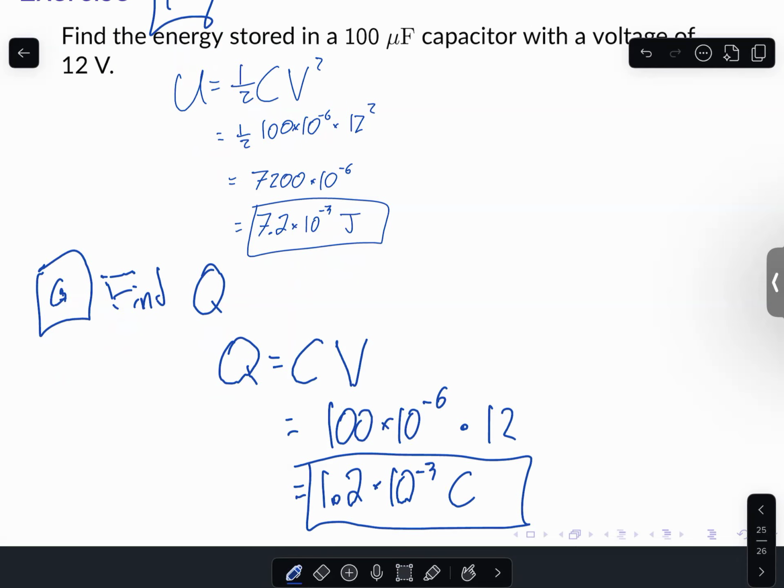Okay, better. I use the formula charge equals capacitance times voltage, the definition of capacitance rearranged, and I get 1.2 millicoulombs, or 1.2 times 10 to the minus 3 coulombs equivalently, or 1200 microcoulombs.